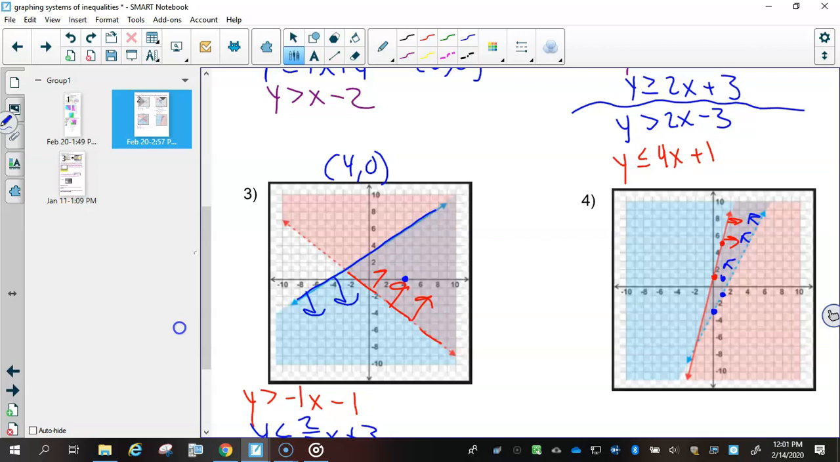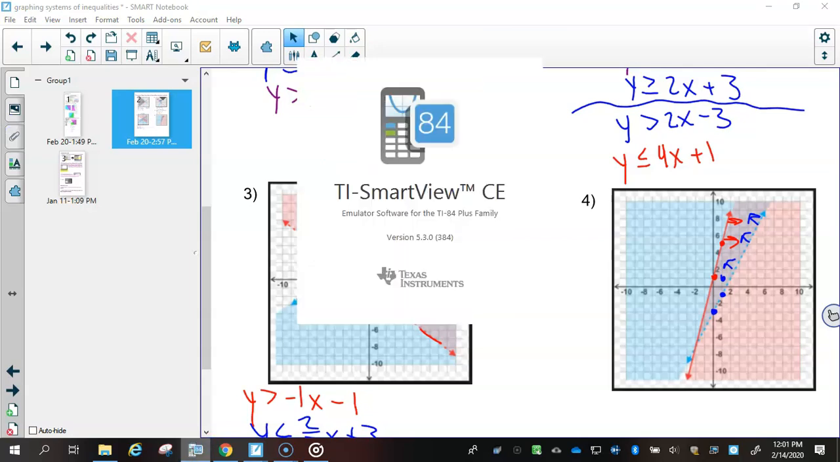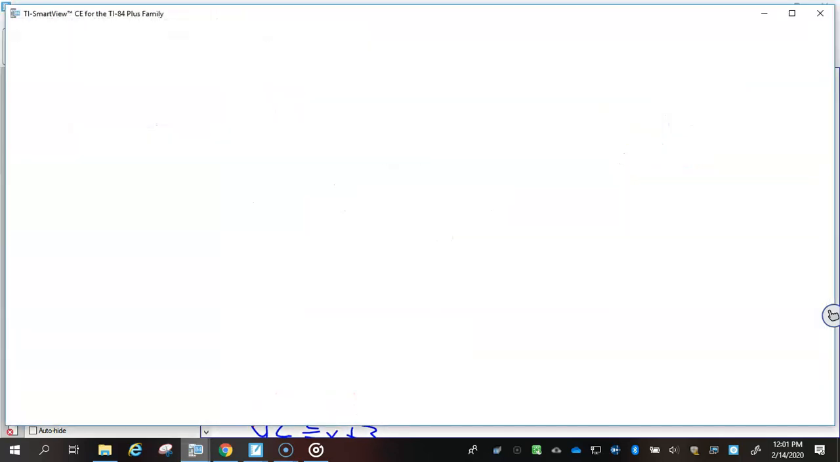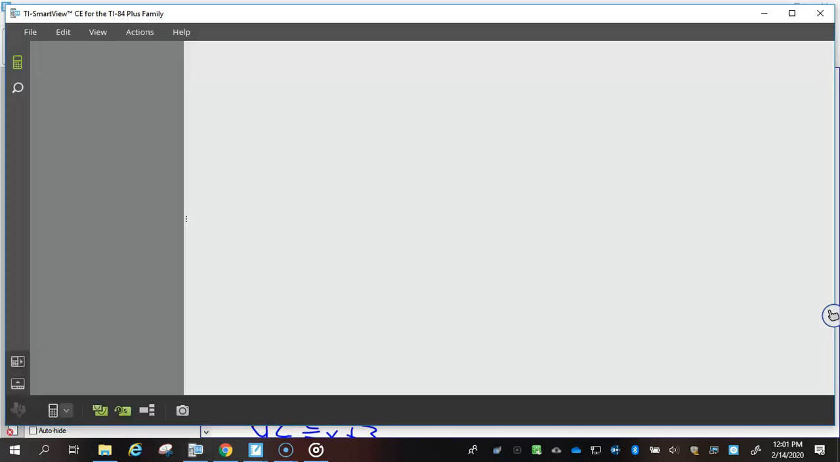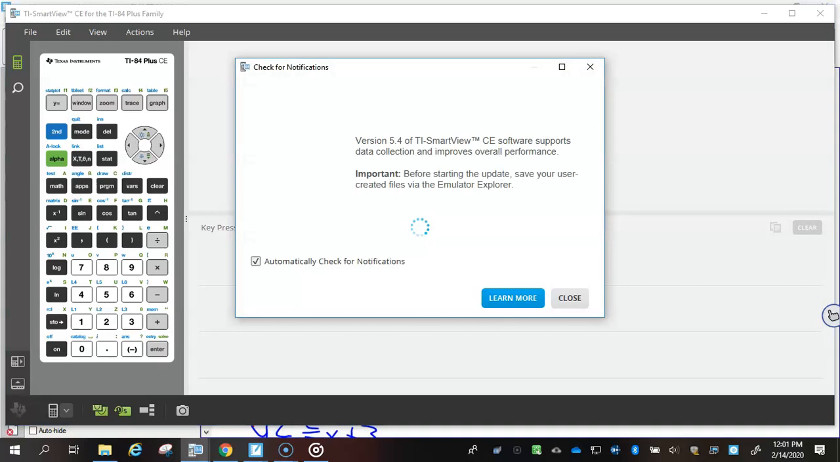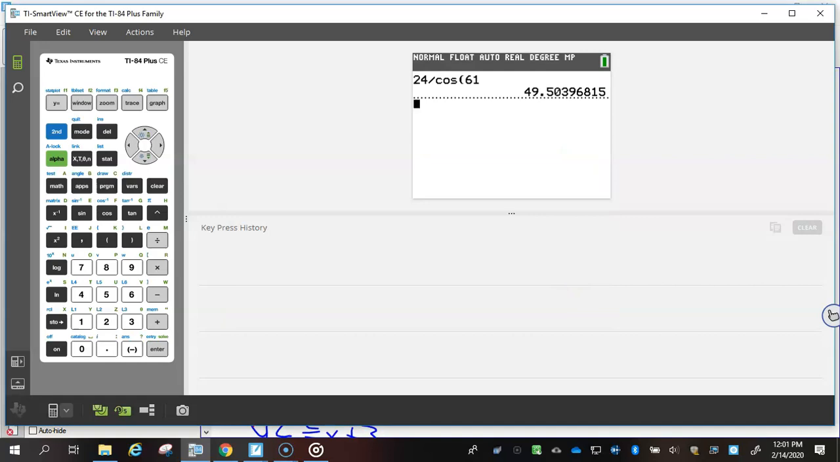The last thing I'm going to show you about systems is how to do it in your calculator and then how to do it in Desmos. So if you do not have your calculator, go grab it. We're going to use number 1 on the paper I just gave you in your calculator so you can see what that looks like. The directions are on the next page, so if you get lost, they are there.